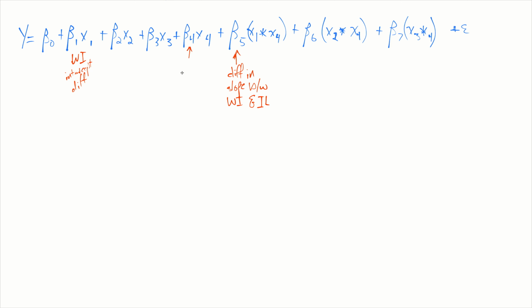So I should write that in here. Slope for Illinois. So beta 5 is the difference between the slope for Wisconsin and Illinois. Beta 6, let me get my colors right. This is the slope for Illinois. So let's look at Minnesota.